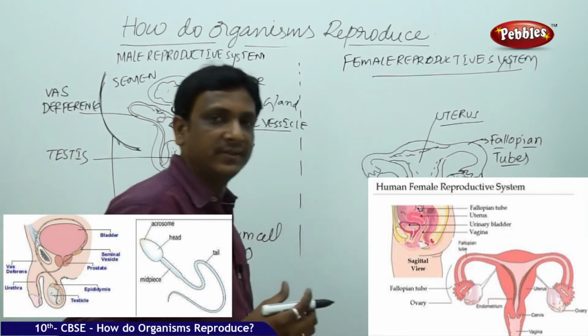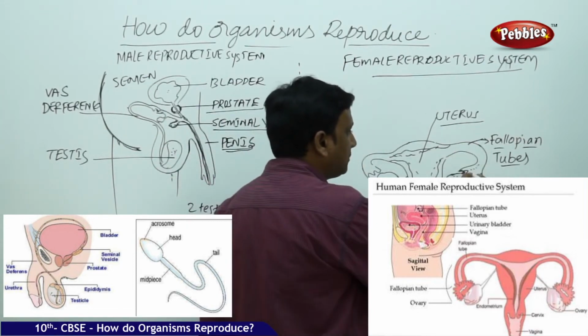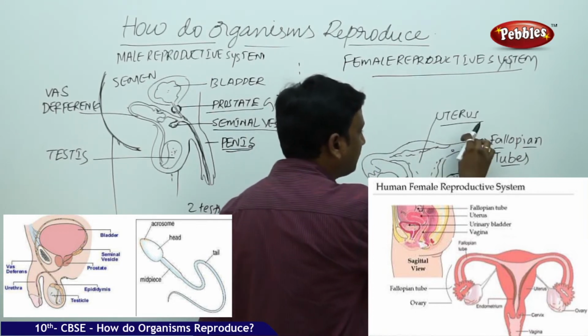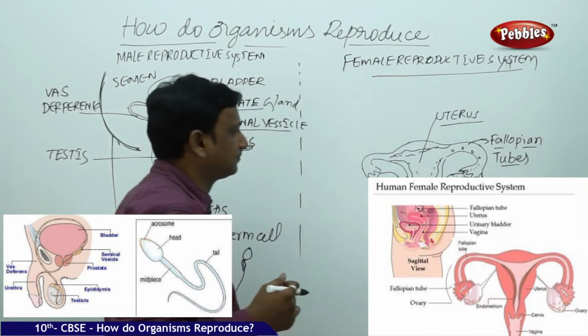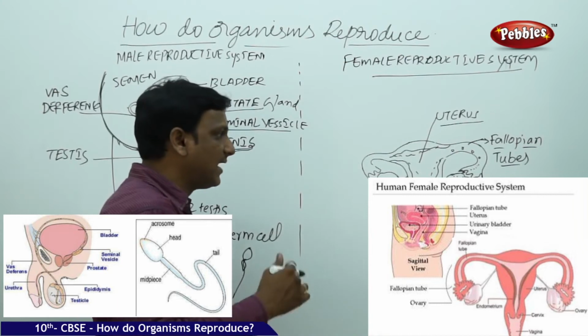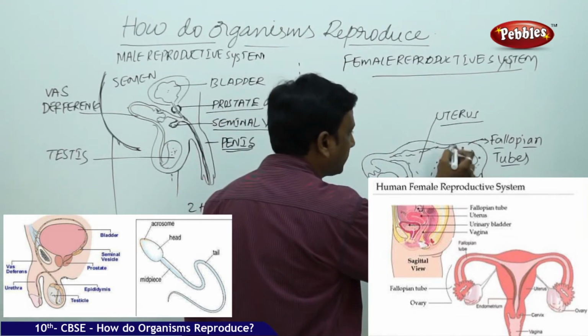The matured egg cell which is released is captured by this fallopian tubule. So it travels in the fallopian tubule like this. It comes to this place in the fallopian tubule. And if by chance a male reproductive cell enters here, then fertilization takes place at this spot.